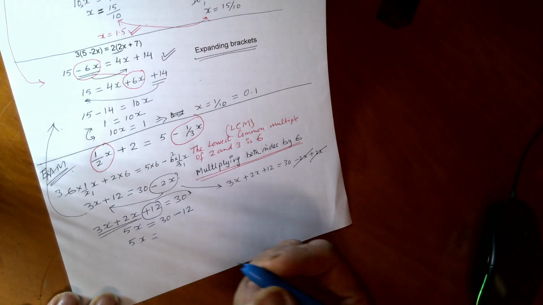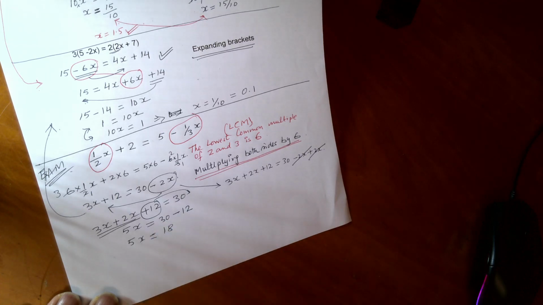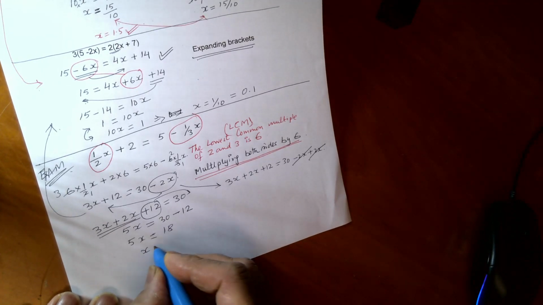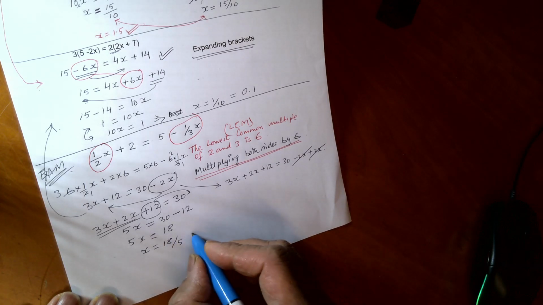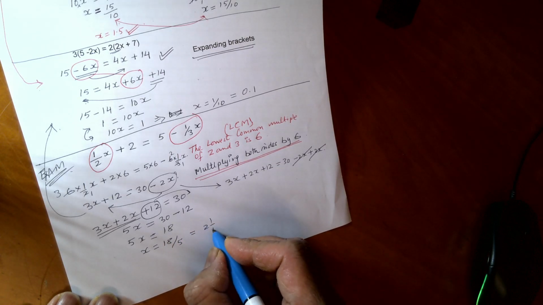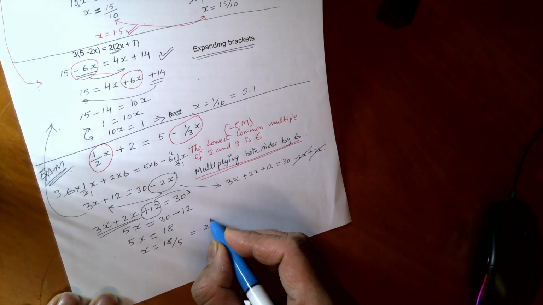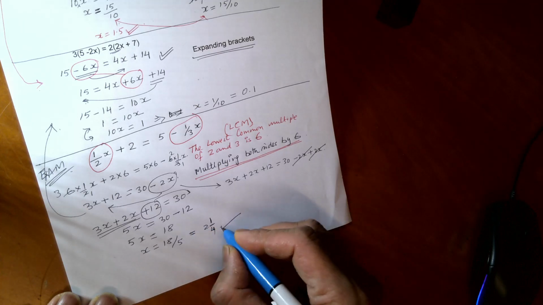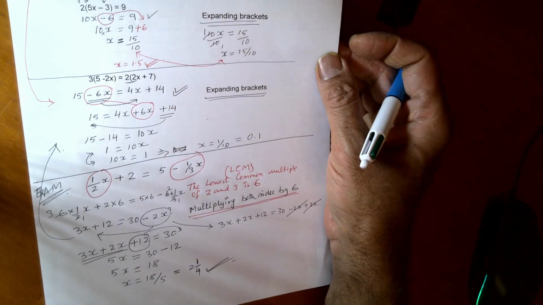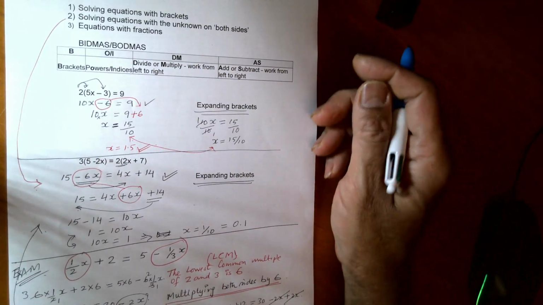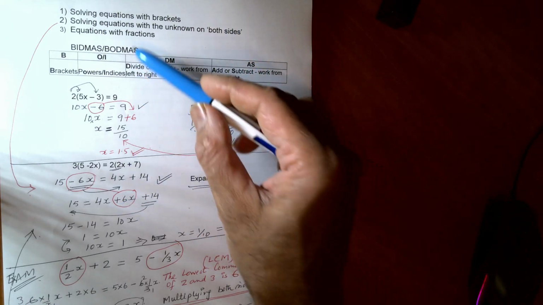5x equal, simplify this, that gives you 18. x equal 18 divided by 5. That gives approximately this answer. Okay, so this is it so far. Here you learned solving equations with brackets, solving equations with the unknown on both sides, and then equations with fractions.